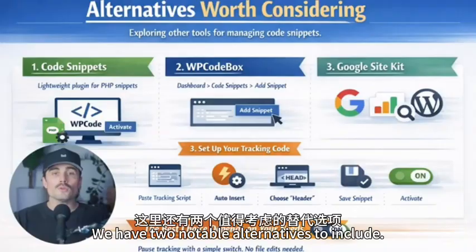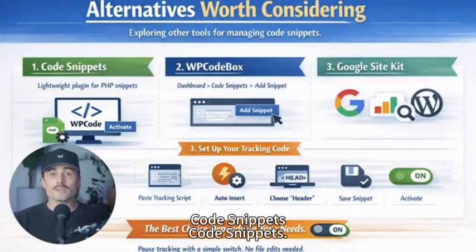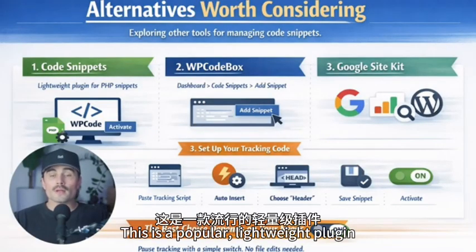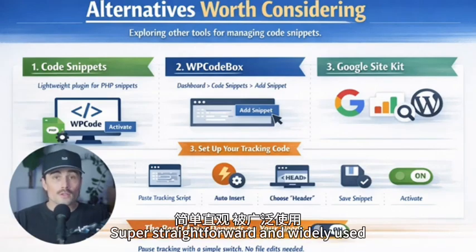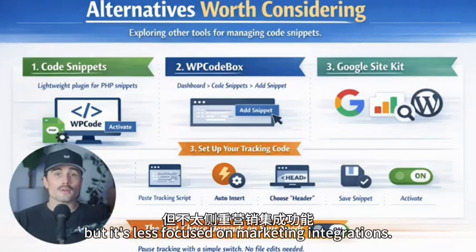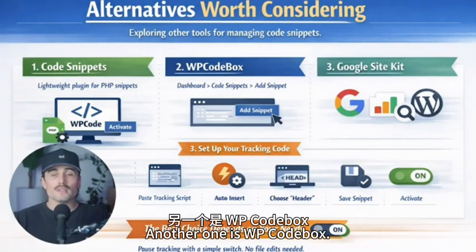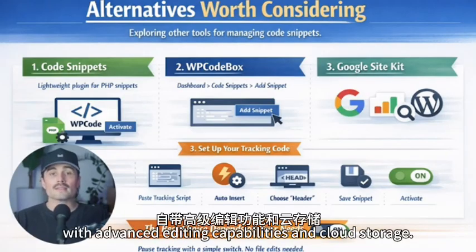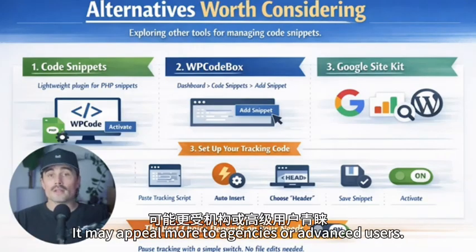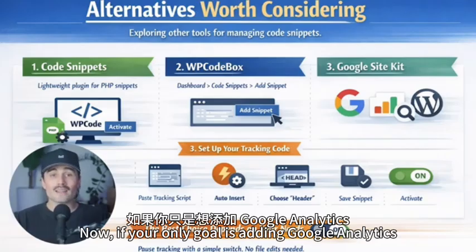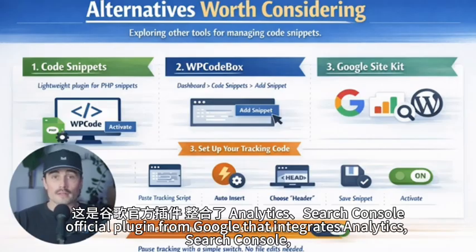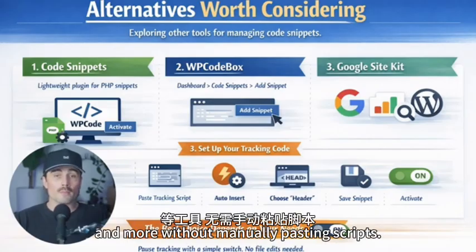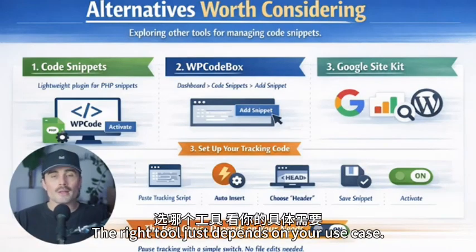Alternatives worth considering. We have 2 notable alternatives to include. Code Snippets. This is a popular, lightweight plugin focused primarily on PHP snippet management. Super straightforward and widely used, but it's less focused on marketing integrations. Another one is WP Codebox. This is more developer-oriented with advanced editing capabilities and cloud storage. It may appeal more to agencies or advanced users. Now, if your only goal is adding Google Analytics, you might also consider Google Sitekit, an official plugin from Google that integrates analytics, Search Console, and more without manually pasting scripts. The right tool just depends on your use case.